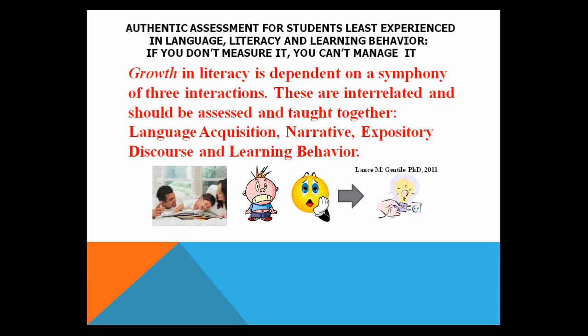Growth in literacy. If you do authentic assessment for students who are least experienced in these areas of growth and development, the thing to keep in mind is in the schools, if you don't measure it, you can't manage it. And the more limited our scope in working with these kids through the assessment, the more limited the curriculum becomes and the narrower our design for interactions. So growth in literacy is dependent on a symphony of three interactions. These are interrelated and should be assessed and taught together: language acquisition, narrative, expository discourse, and learning behavior.